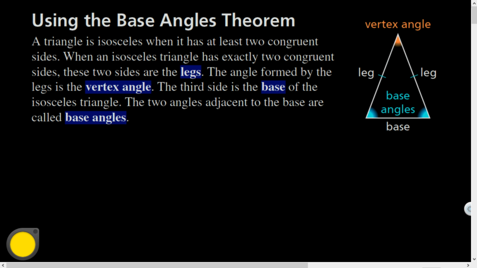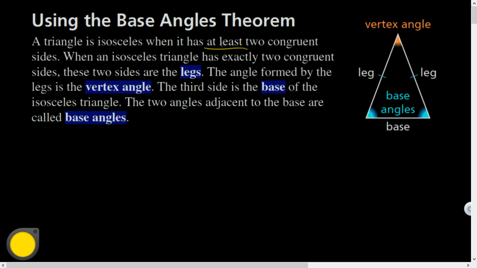We are in section 5.4, talking about equilateral and isosceles triangles, specifically the base angles theorem, B-A-T. Bat. Here we go. A triangle is isosceles when it has at least two congruent sides.